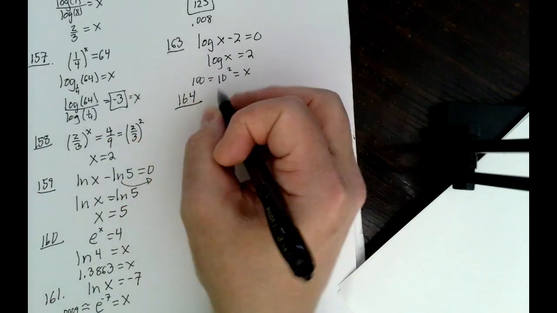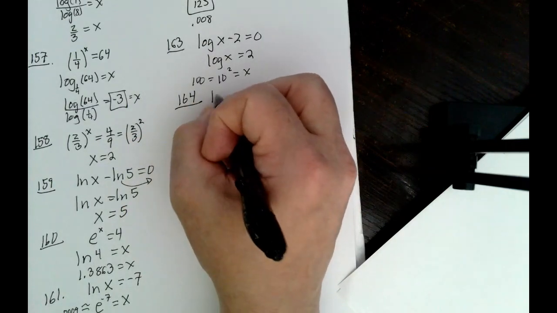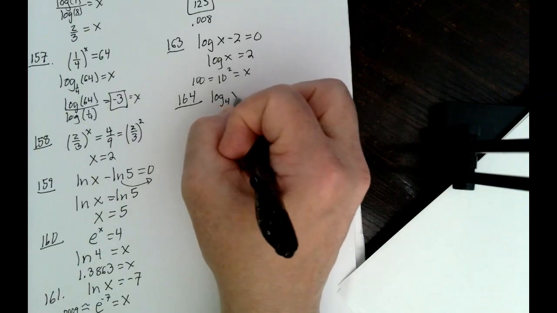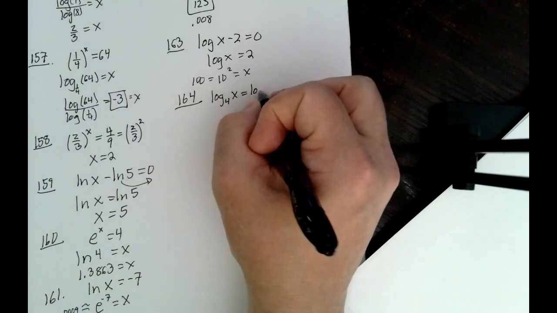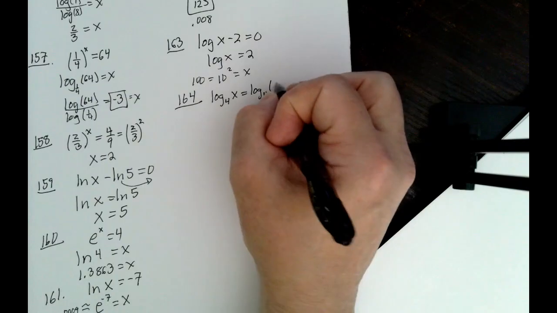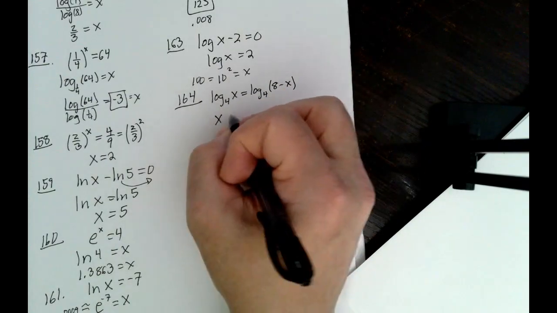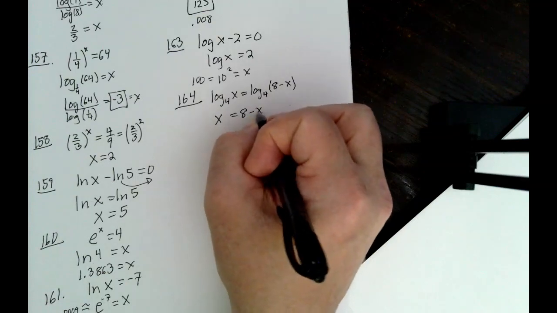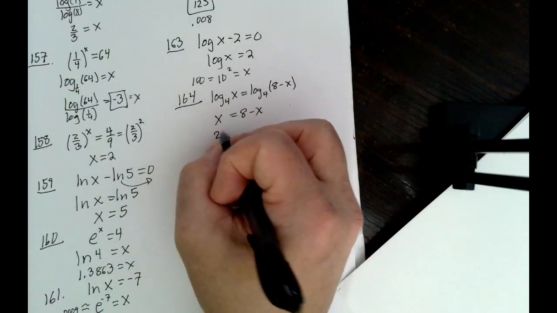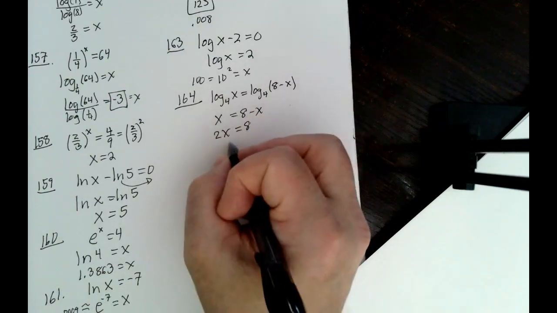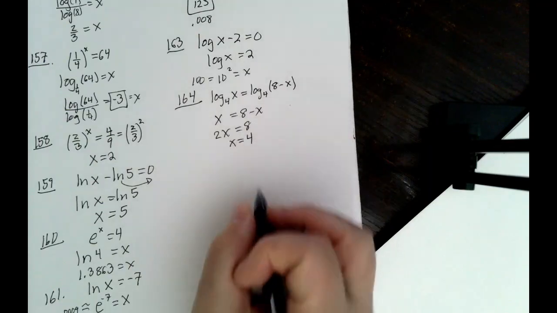164. You get log base 4 of x equals log base 4 of 8 minus x. So you can take away the logs, and x equals 8 minus x. Add x to both sides, you get 2x equals 8, and x has to equal 4.